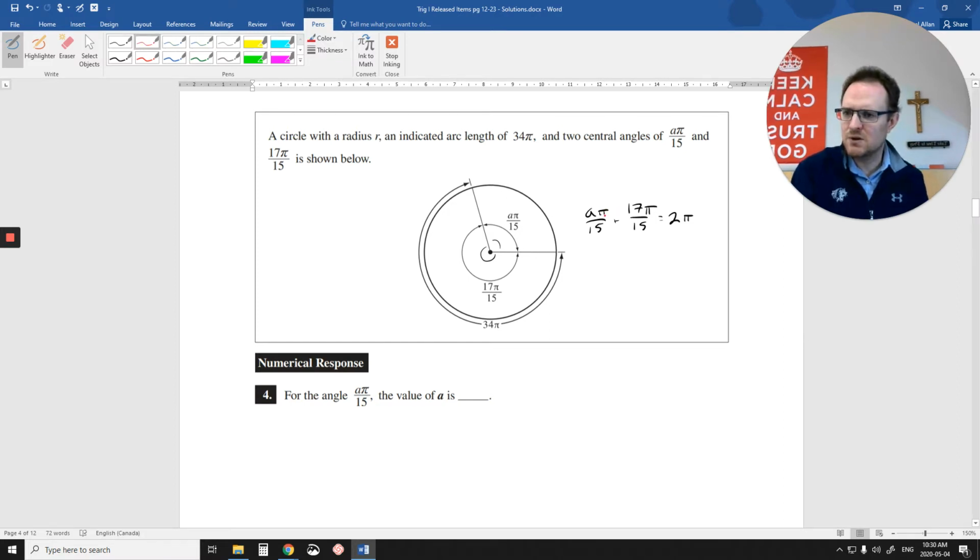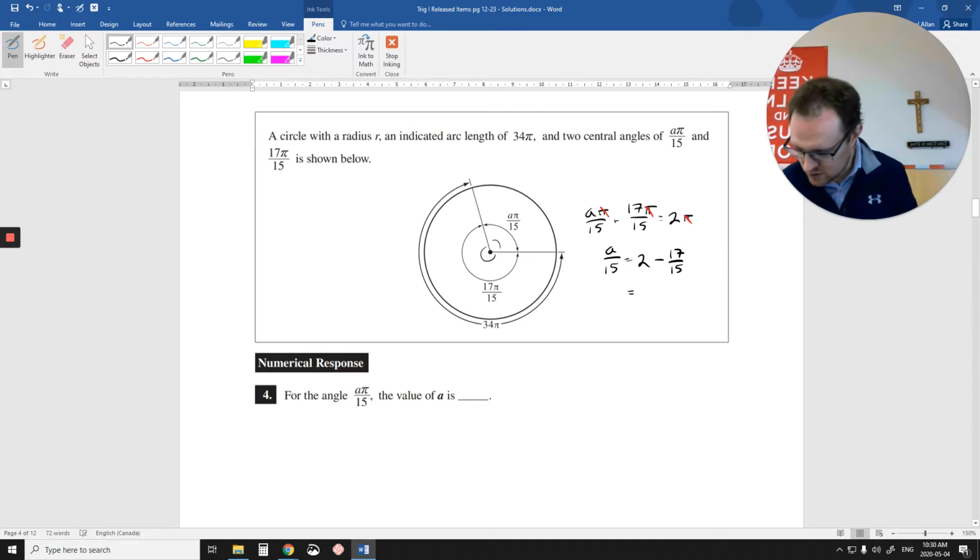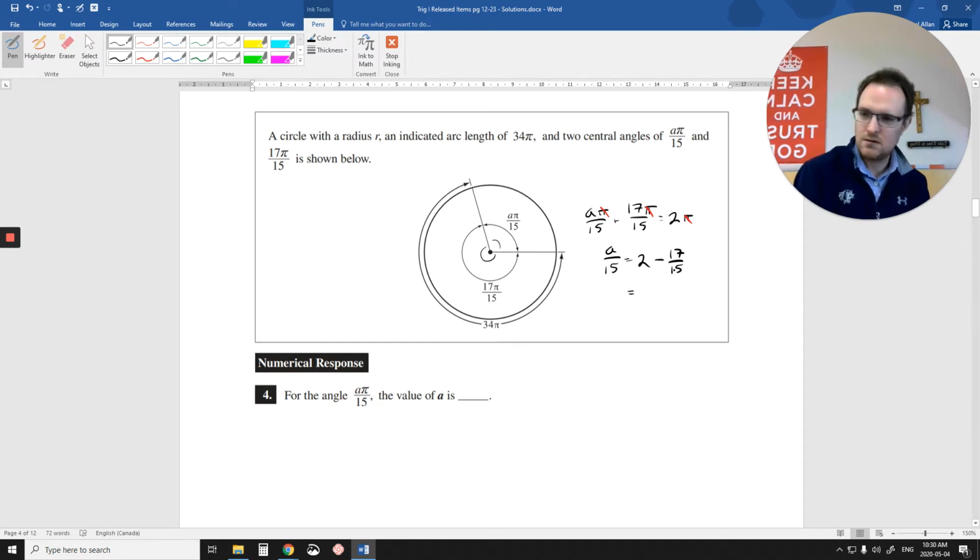Most of the time we don't deal with the pi's, we just kind of put them back in after the fact. So this is going to be a over 15 is equal to 2 minus 17 over 15. Okay, so 2 minus 17 over 15. Math, enter, 13 over 15. Okay. 13 over 15 is equal to a over 15. A, look at that, a is 13.